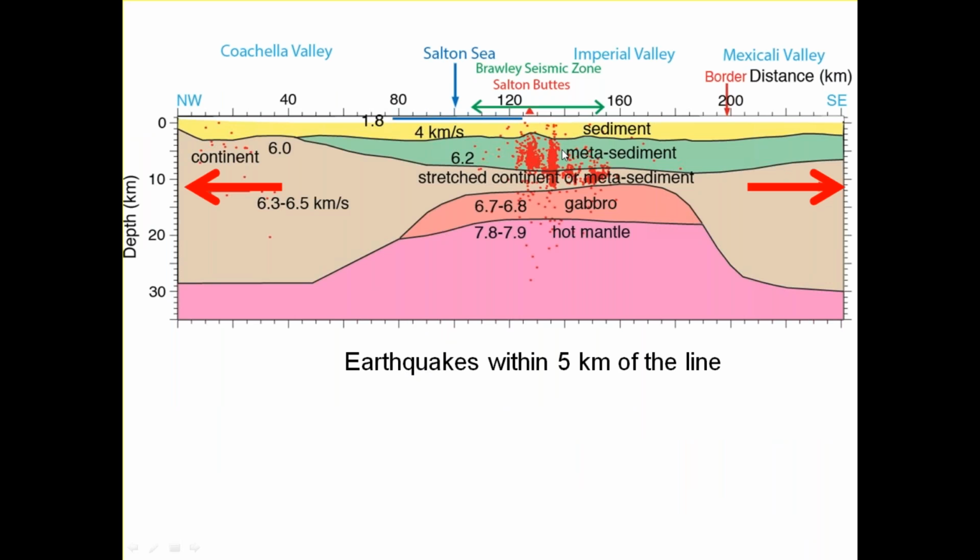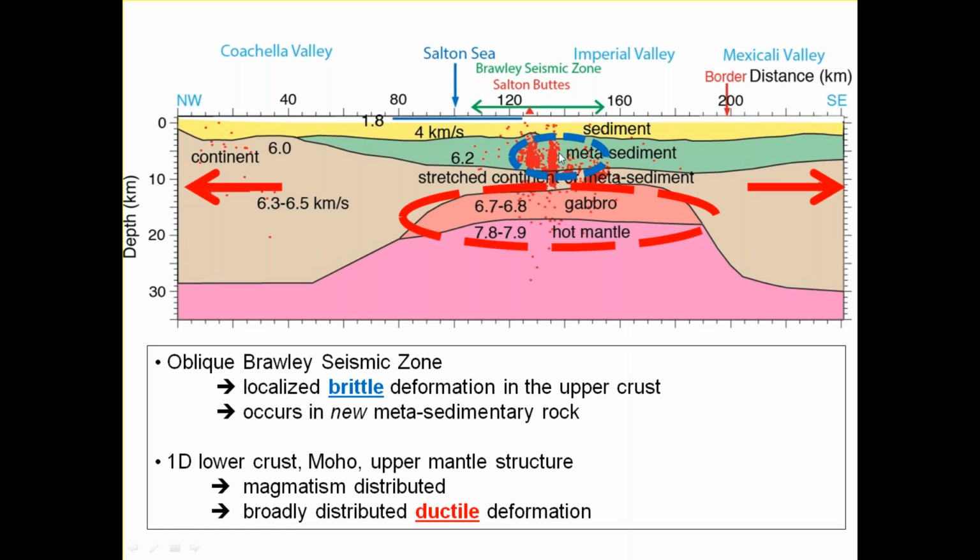Here, the red dots are earthquakes within 5 km of our seismic line. As you can see, they are mainly in the green metamorphosed sediment and localized in a 30 km wide region. So, the Brawley seismic zone suggests a localized brittle deformation in the upper crust, which occurs mainly in the new metamorphosed sedimentary rock. And the lower crust, Moho, and upper mantle structure suggest the magmatism is distributed and the deformation is broadly distributed ductile deformation.